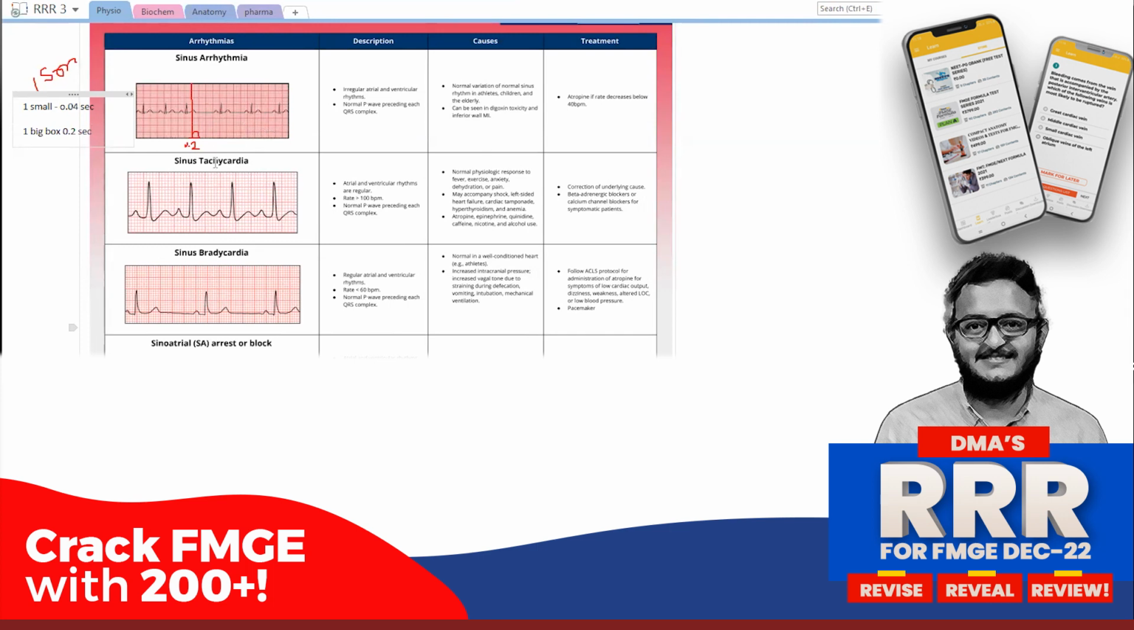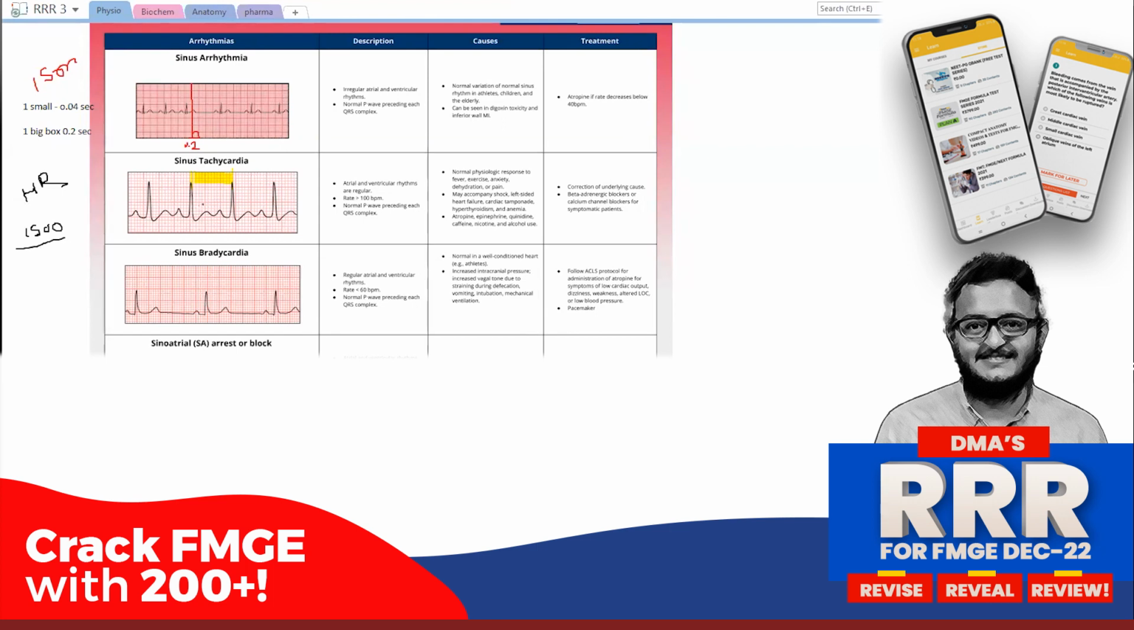Now see sinus tachycardia. How do you know that this is tachycardia? I will show you some simple trick. This is the R. This is the R. So in between is the RR interval. So whenever you want to get the heart rate, how do you do it? You just make it 1500 divided by the number of small boxes.